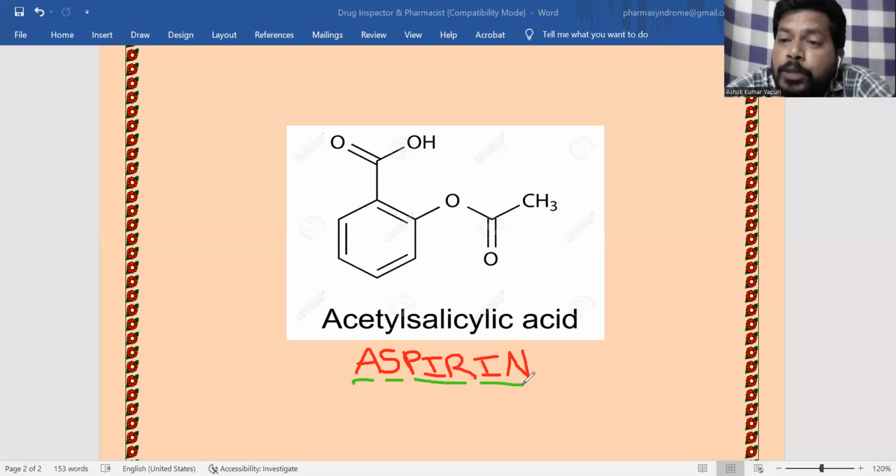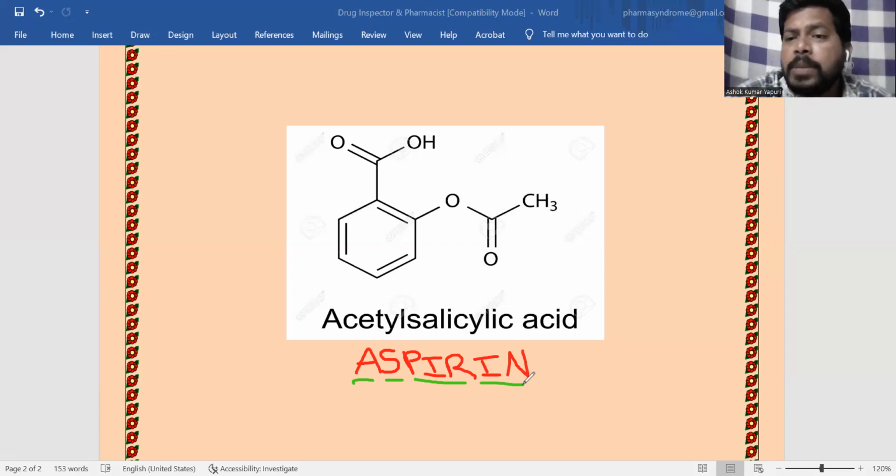So how does it inhibit prostaglandin synthesis? By inhibiting the COX enzyme, that is cyclooxygenase enzymes. There are three types of COX enzymes: COX1, cyclooxygenase 2, and cyclooxygenase 3. Cyclooxygenase 3 is mainly present in the brain, as you may have studied in the books. COX2 is mainly involved in inflammatory reactions, and COX1 has a housekeeping role, that is a protective function in the gastrointestinal tract.